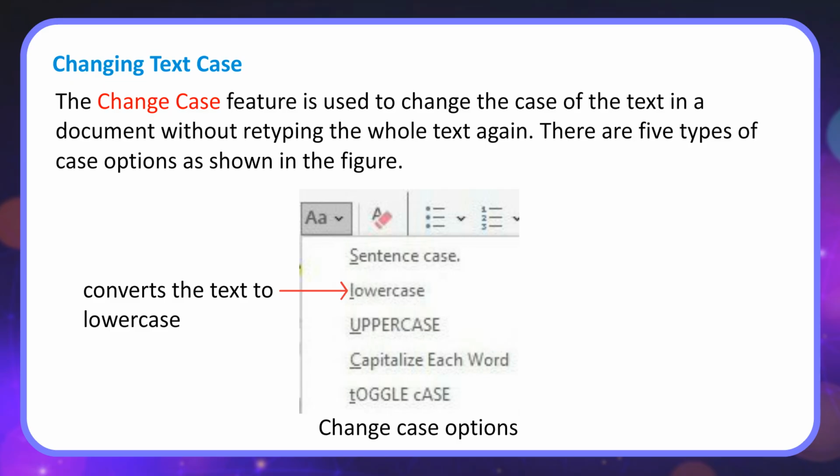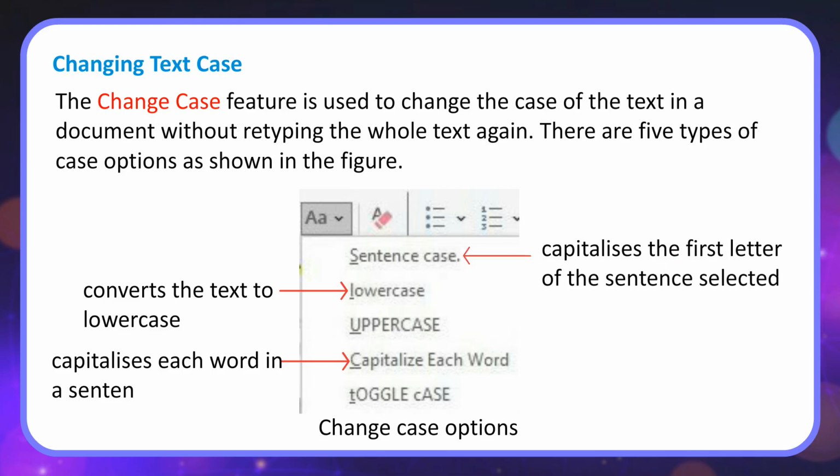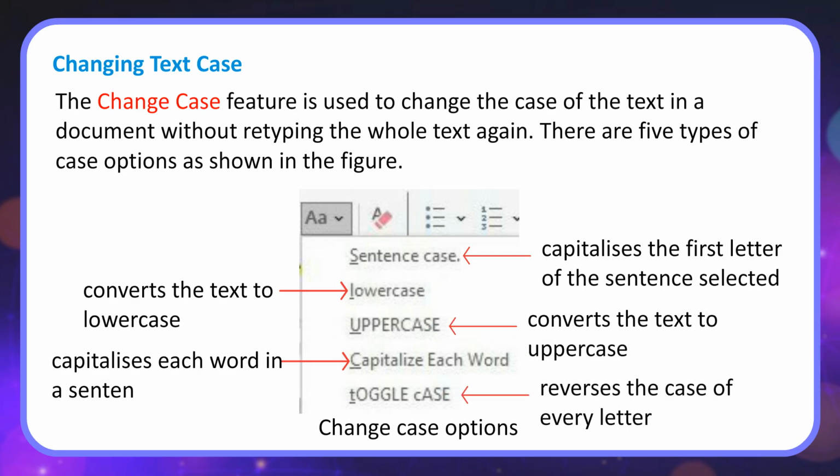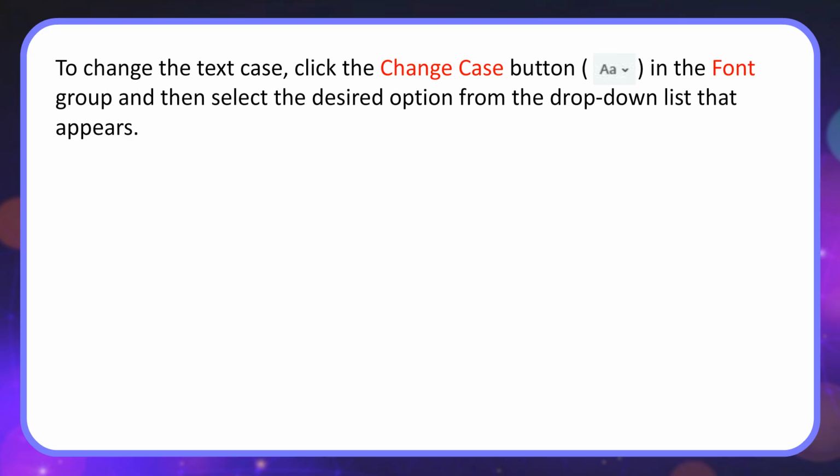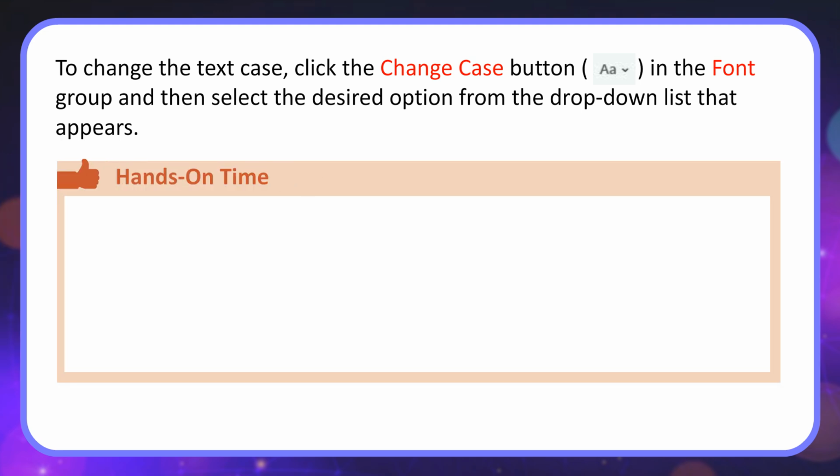Converts the text to lowercase. Capitalizes each word in a sentence. Capitalizes the first letter of the sentence selected, converts the text to uppercase, reverses the case of every letter. To change the text case, click the Change Case button in the font group and then select the desired option from the drop-down list that appears.